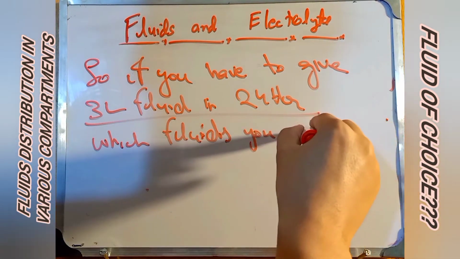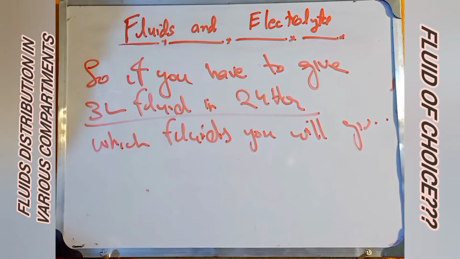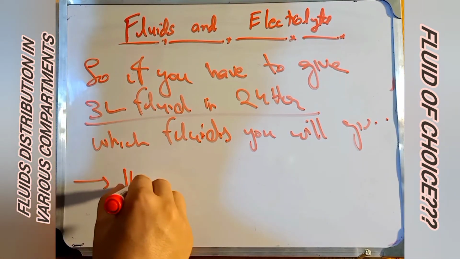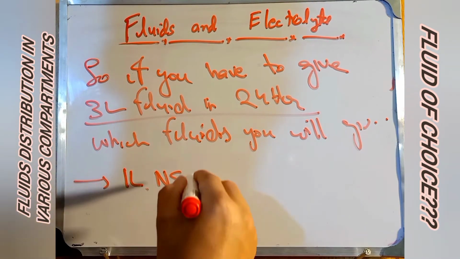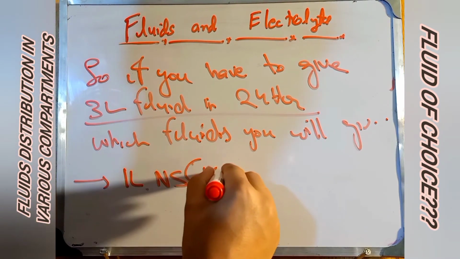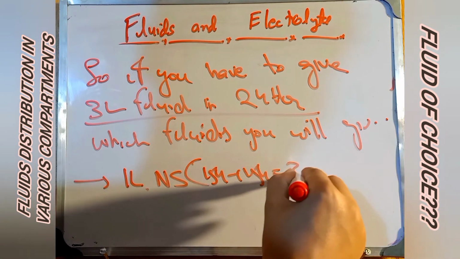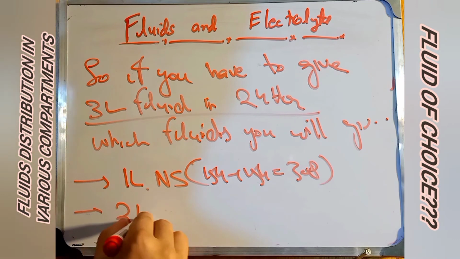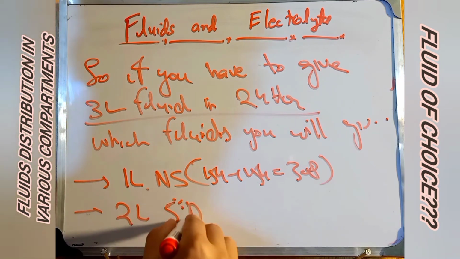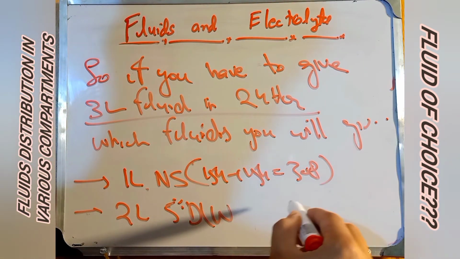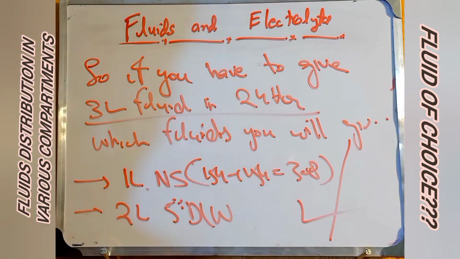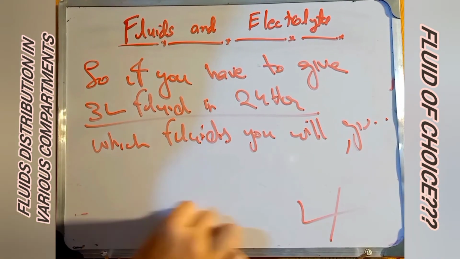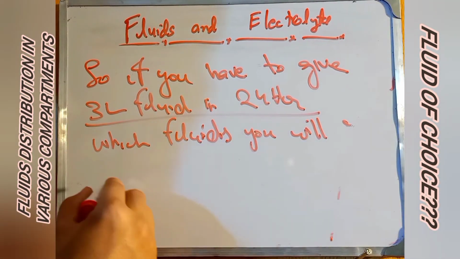Because normal saline contains 154 sodium and 154 chloride, and the osmolarity comes out to be 308, which is equal to the osmolarity of the blood. And you will give 5% dextrose also, which doesn't contain sodium, potassium or chloride, and the osmolarity will be maintained. In each drip you will add 1 ampule of KCl, which equals 20 millimole, and the daily requirement of 60 millimole will be fulfilled.